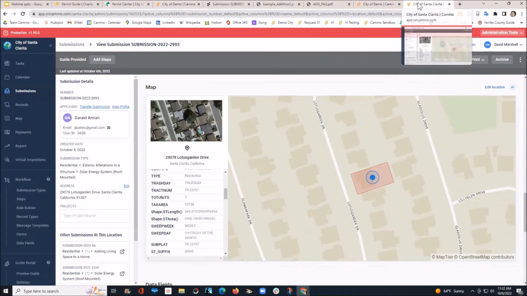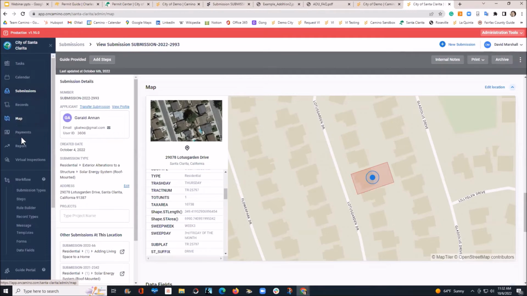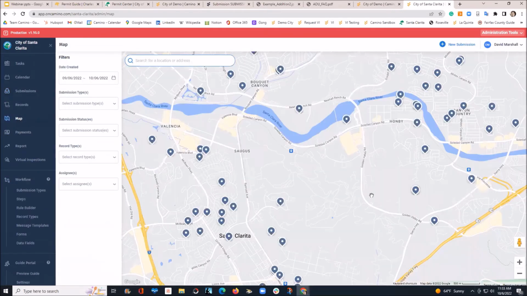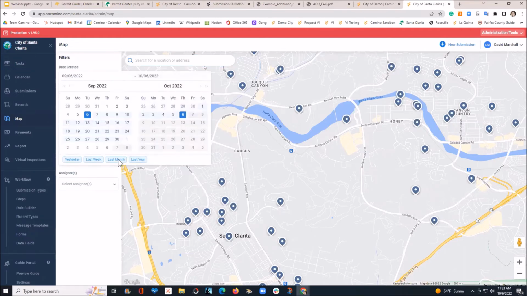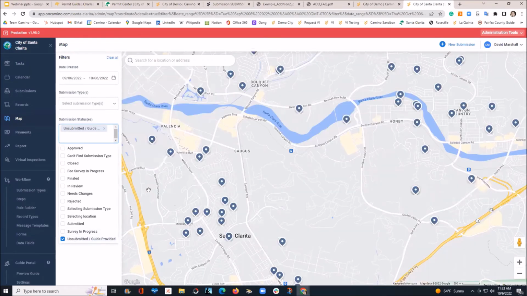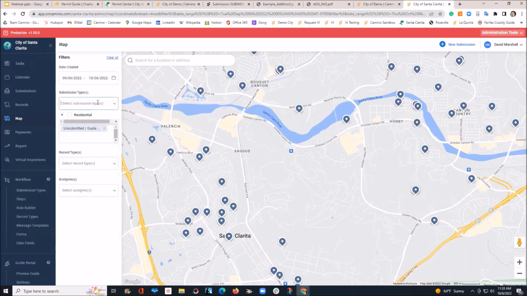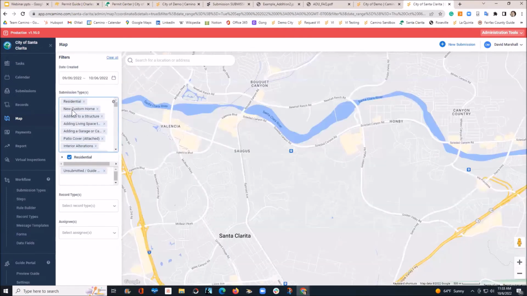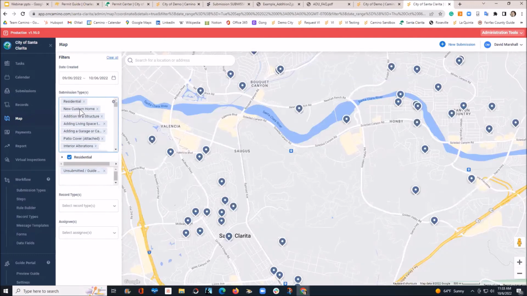With Camino, we also have an active map where the city or county can see all the guides that were being considered, right? So you can very easily slice and dice this information. As an example, we can say, hey, I just want to see over the last month. I just want to see ones where the guide was provided. And you can even go as far as filtering down to say, I just want to see new custom homes that are being considered around the county or the city. So you can filter and slice and dice this information the way that you want.